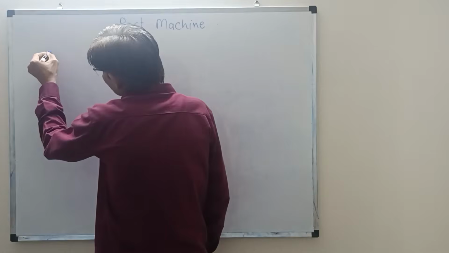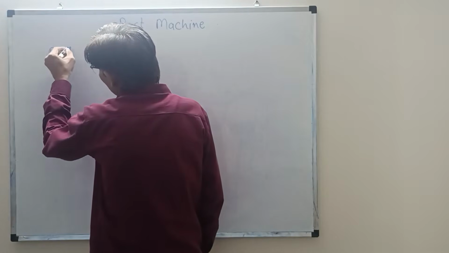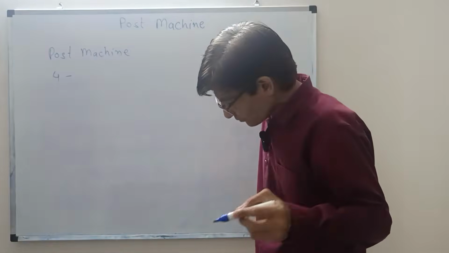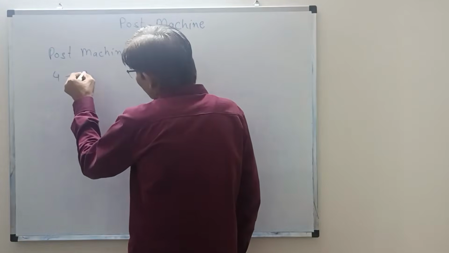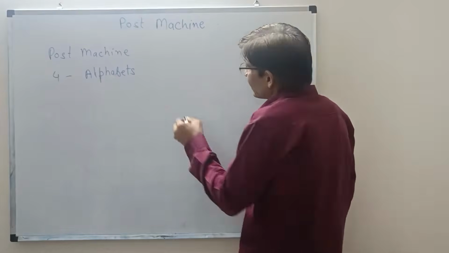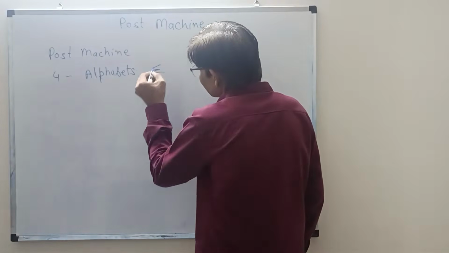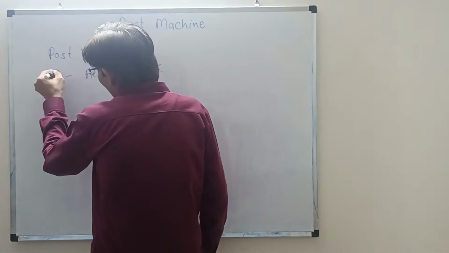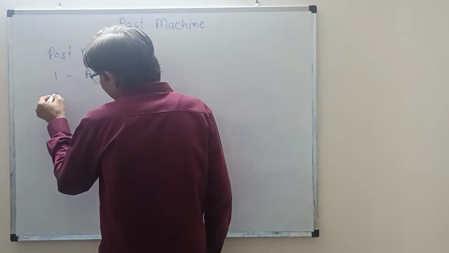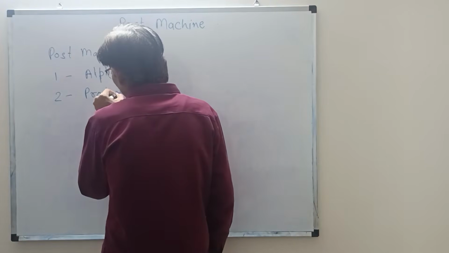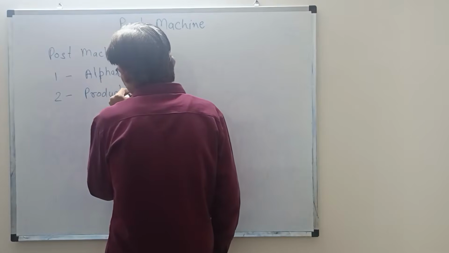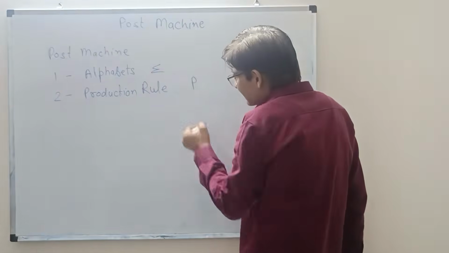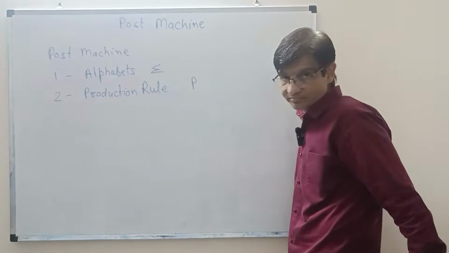Now post machine has four components. First is alphabets. You can simply represent it as sigma. Then second is production rules. Here also you will have production rules. You can represent them as P. This will be a set.